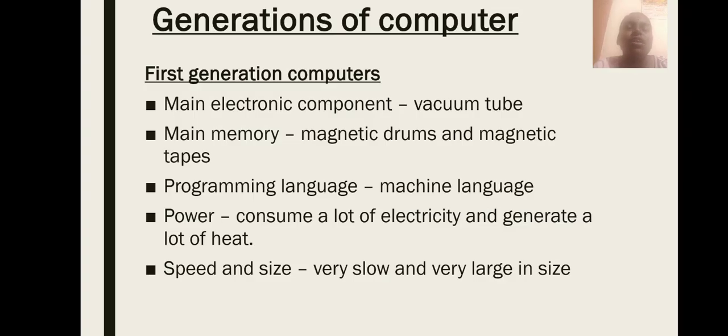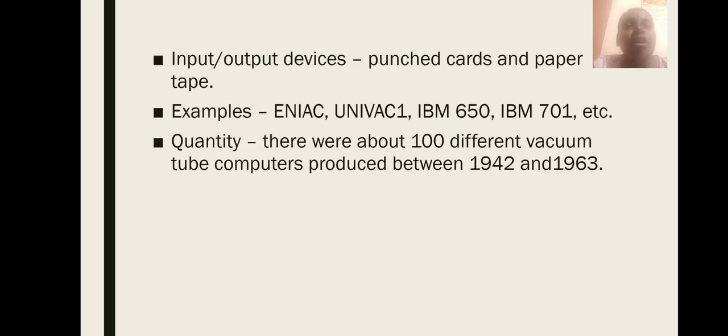Now let's move on to the generations of computer. We have 5 generations. The first one is the first generation computer. In the first generation computer, the main electronic components were vacuum tubes. Main memory was magnetic drums and magnetic tapes. The programming language was machine language. Power: they consumed a lot of electricity and generated a lot of heat. Speed and size: very slow and very large in size. Input and output devices: punched cards and paper tapes were used as input and output devices. Examples are ENIAC, UNIVAC 1, IBM 650, etc.